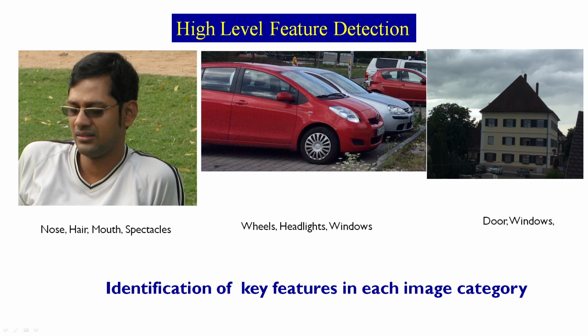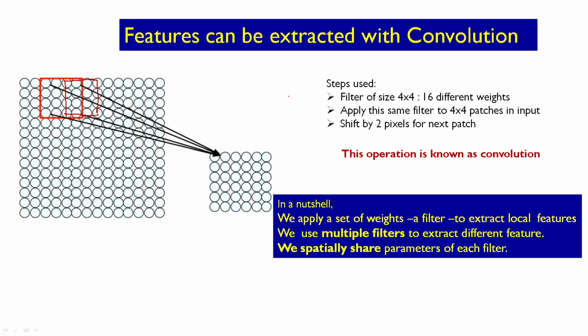For a car you can have wheels, headlights, windows, and also the rear view mirrors, right. So, all this it can detect easily. A house has doors and windows, it can easily detect. So, identification of the key features in image categories can be done even to a very high level of feature detection. That is what I showed you right here. So, multiple feature filters will extract multiple features.